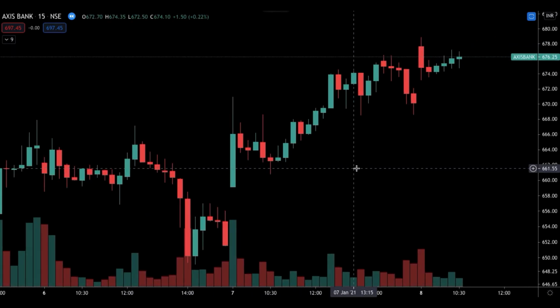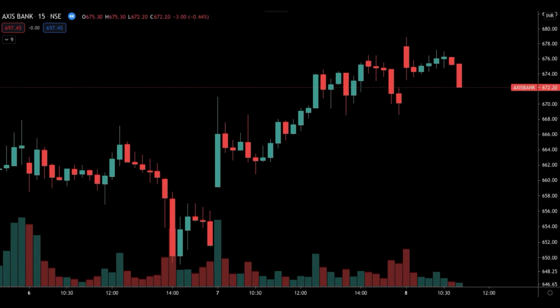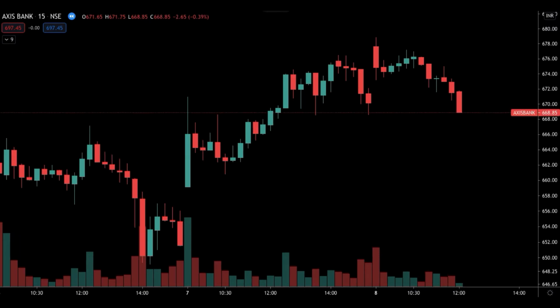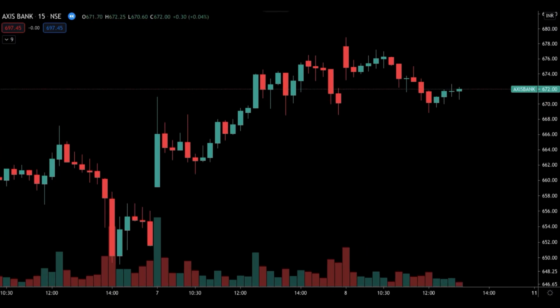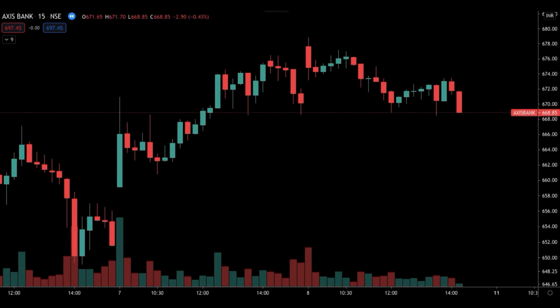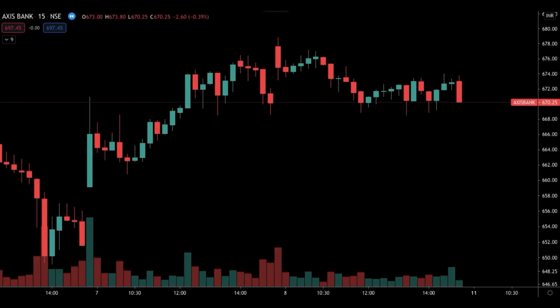Axis Bank at 676.2. Where are we? 8th January 2021, 10:30 a.m. We can see the stock price has started to fall. It's entered into a small downtrend, very small, because you will see the price doesn't fall or falls with a consolidation in between, therefore not a sharp downtrend.